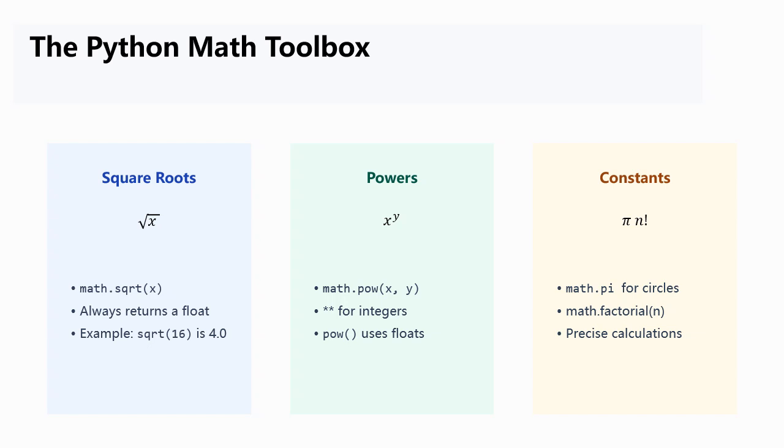Next, let's look at working with powers. We've used the double asterisk operator for basic integers before, but the math.pow function is built for precision with floating point numbers. Finally, this module provides us with precise mathematical constants. Instead of typing out 3.1415, you can simply call math.pi. We also have access to factorials, which are incredibly useful for statistics and probability. These built-in tools ensure your calculations are both accurate and easy for others to read.